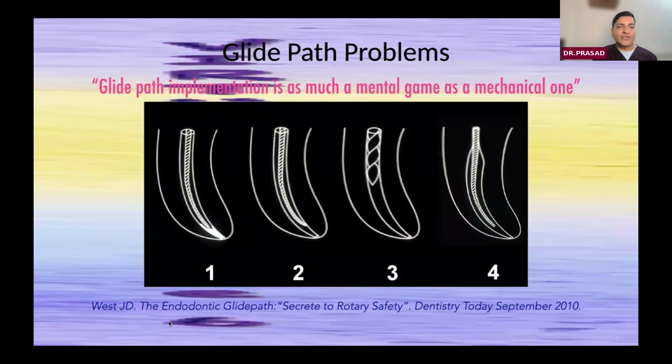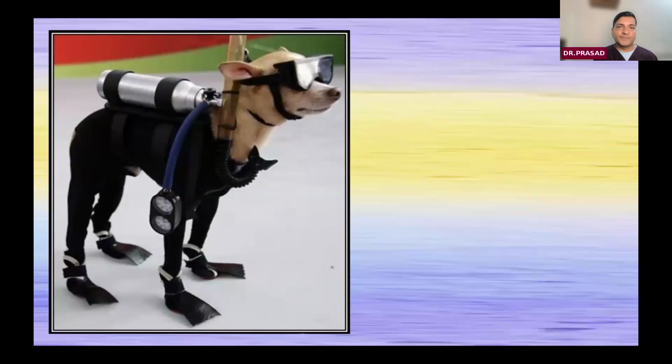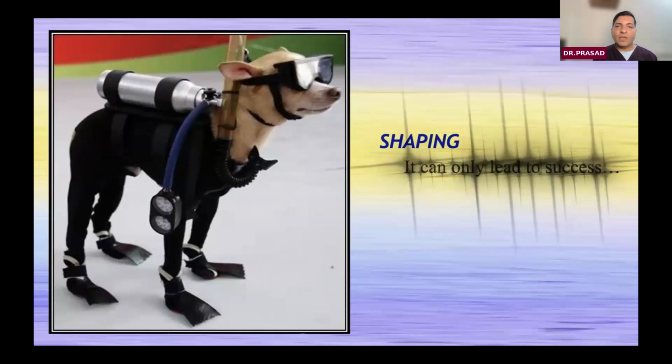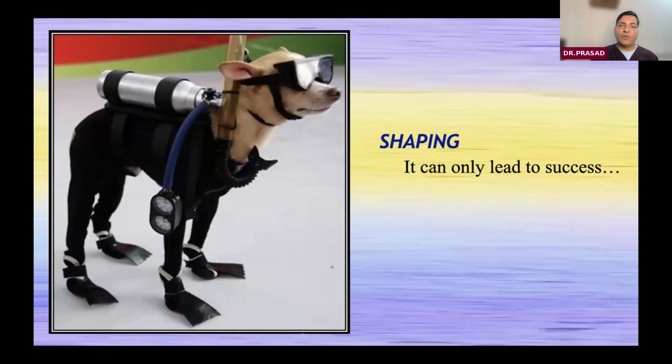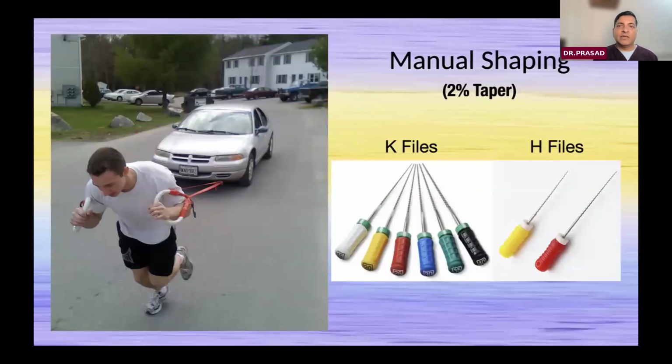The reference which I have given is from Dentistry Today, September 2010, way back, where it is the endodontic glide path, secret to rotary safety. It's a very good article. You read it and you will find it very easy to implement. And then we come to the shaping, which is the only one that can lead to success.